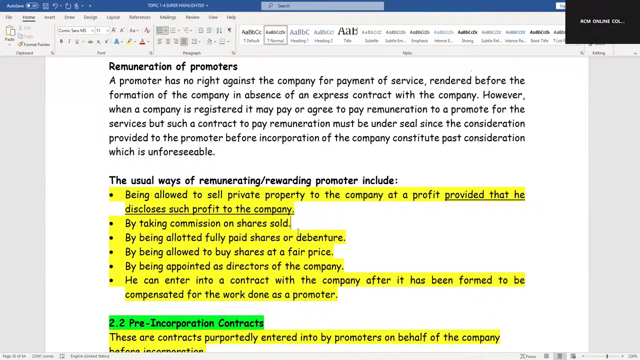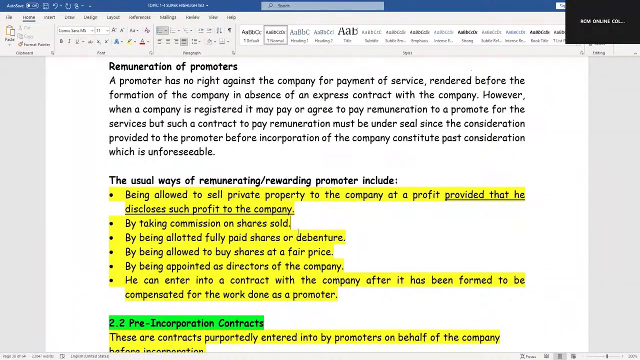So he can enter into a contract with the company after formation, so that he agrees to be compensated or remunerated for the work he has done as a promoter. After the company has been formed, he formally tells them, I've done a lot of work, guys, so ideally, I must get something.